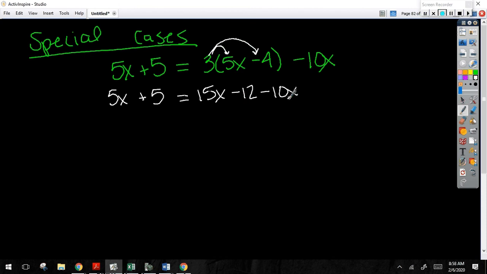Now remember I said simplify each side before you do anything else. Are both sides simplified? No. Combine like terms. This is still not the special scenario I'm wanting you to see, but we're getting there. So when I combine like terms here, what is 15x and negative 10x? 15 minus 10 is 5x.